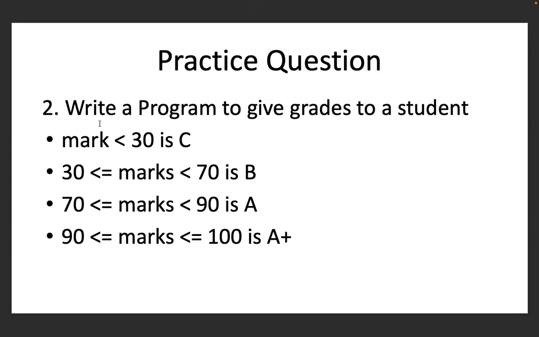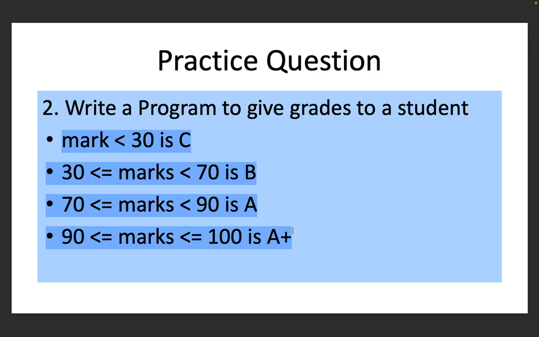Okay, write a program to give a grade to a student. If the mark is smaller than 30, grade C. If the mark is between 30 to 70, B. Between 70 to 90, A. Between 90 to 100, A plus. So there are multiple conditions, and we can solve this by writing a program using the switch statement.